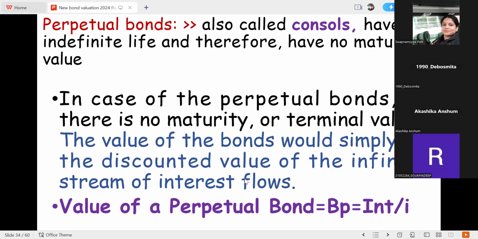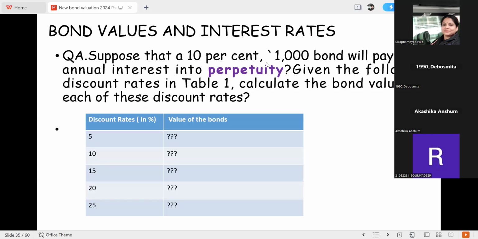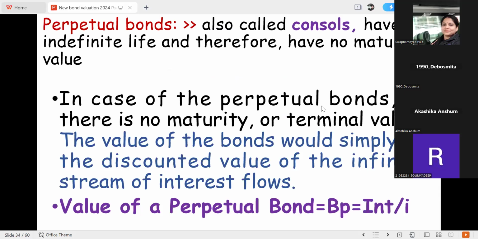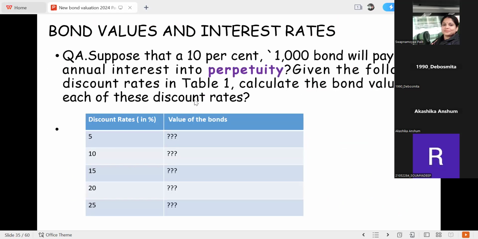Okay, so already you have done the perpetual bond, where you know the value of a perpetual bond is interest divided by the rate of interest. This we have already done. So let us do this. This is the previous slide I have just given you to remind you. Perpetual bond we have done earlier, and you know how you get the value of a perpetual bond. Whatever dividend you are getting, you divide it by the given rate of interest, and this is how you get the value of a perpetual bond. So we are going to solve this question.